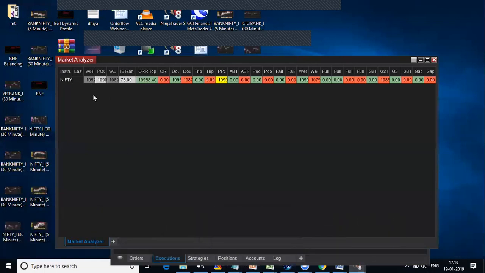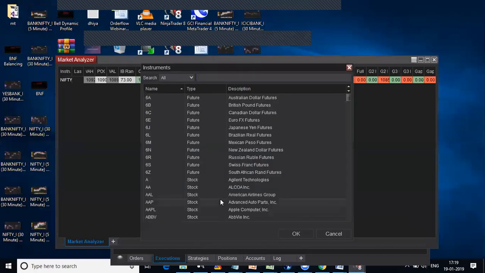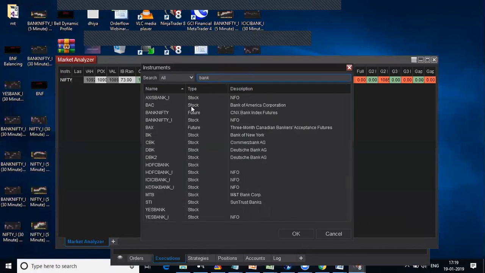It's not only one symbol; you can have multiple symbols. Let's say I want to keep Bank Nifty also. So I'll search for Bank Nifty and pull up Bank Nifty.